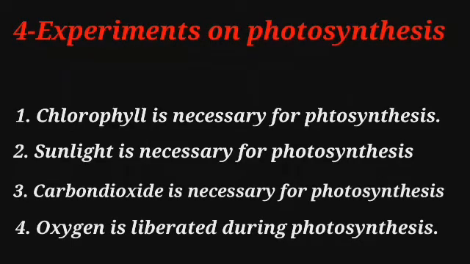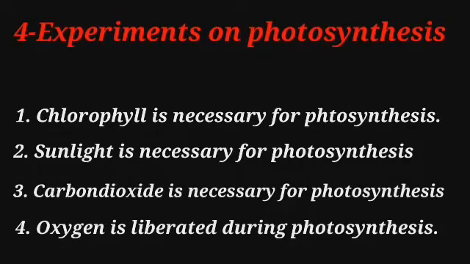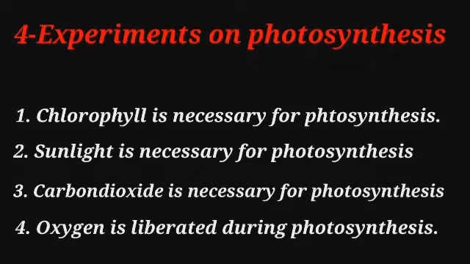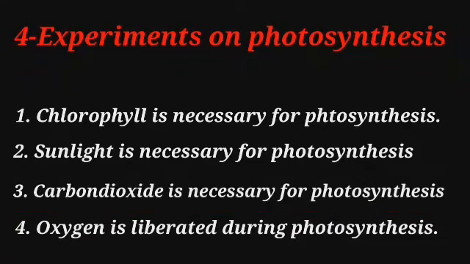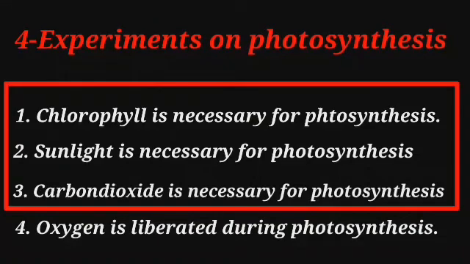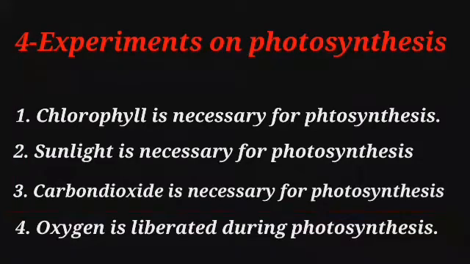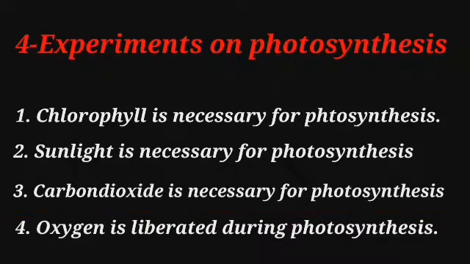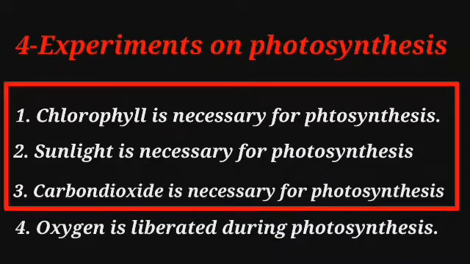But one very important thing that you all need to remember and keep in mind is that out of these 4 types of experiments on photosynthesis, the first 3 experiments, that is chlorophyll is necessary for photosynthesis, sunlight is necessary for photosynthesis, and carbon dioxide is necessary for photosynthesis, here we have 2 important steps or processes which are common to all these 3 types of experiments. So please remember this one.